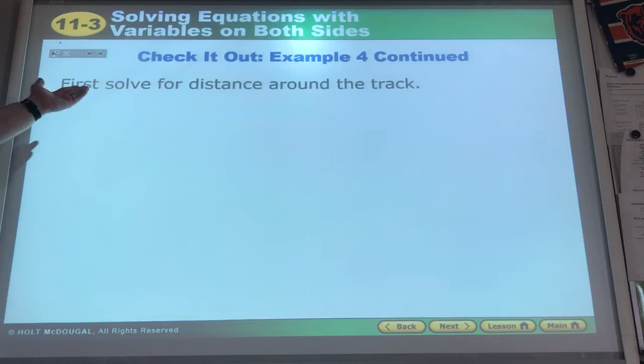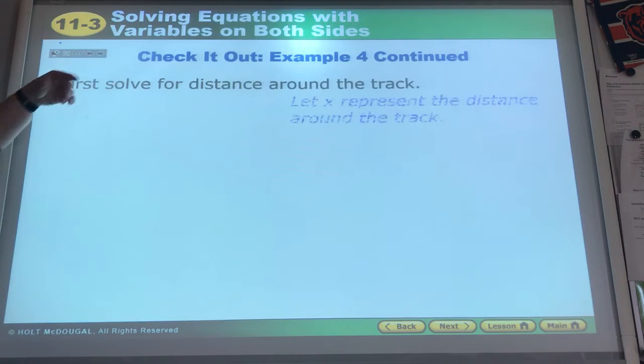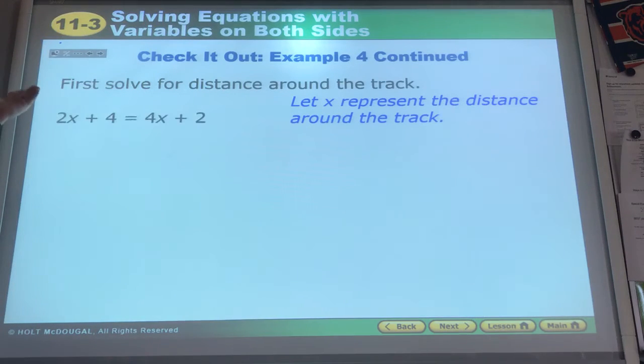First, we want to figure out the distance around the track. They used x instead of L: 2x plus 4, 4x plus 2. We can figure out what x is, and x will be that distance around the track.